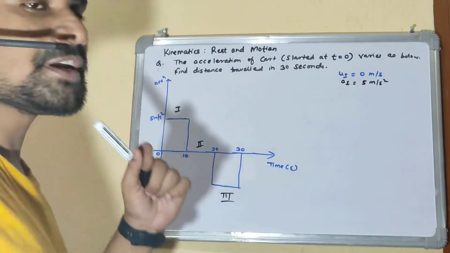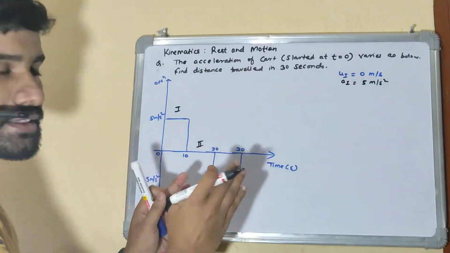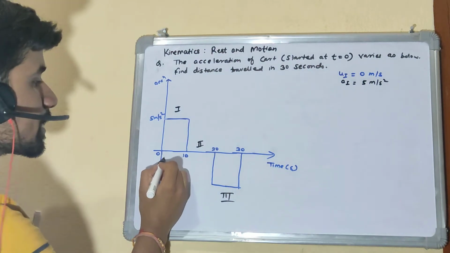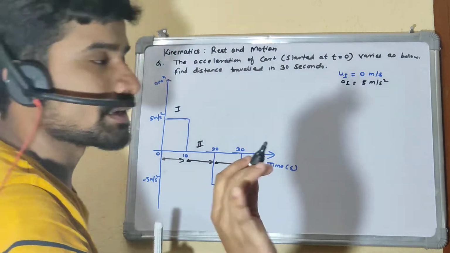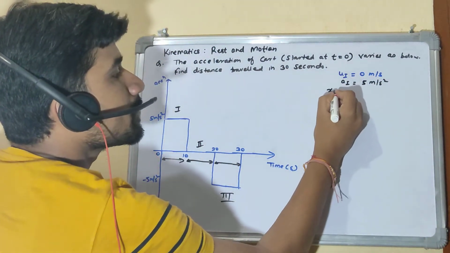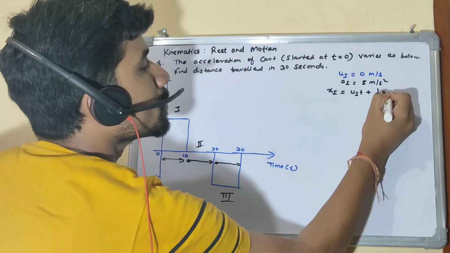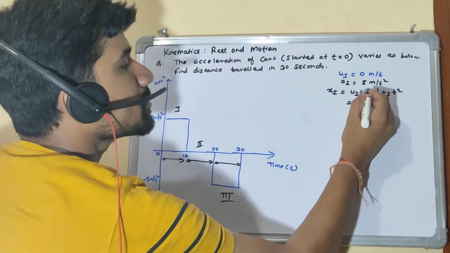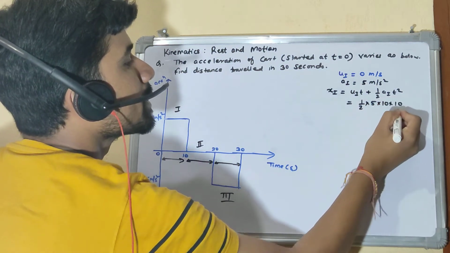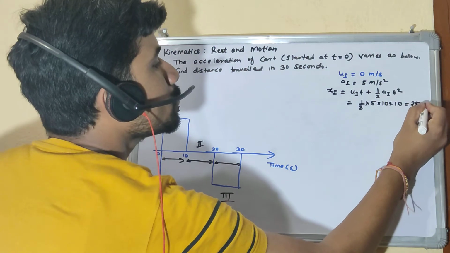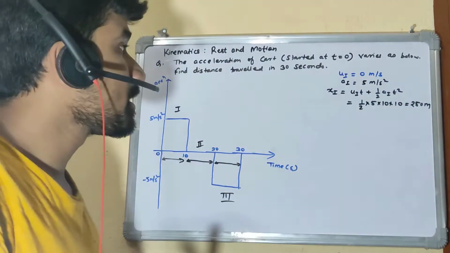Now if I need to find the distance traveled in the first part, the time for all three parts is 10, 10, 10. The duration is 10, right? You can see this is 10, this is again 10, and this is also 10. So time is 10. Distance traveled in the first part of motion is ut plus half at square. So u is 0, and this becomes half into 5 into 10 into 10, which is nothing but 250 meters in the first part.